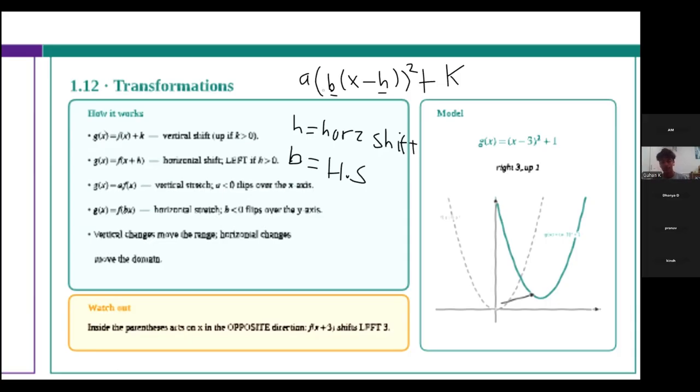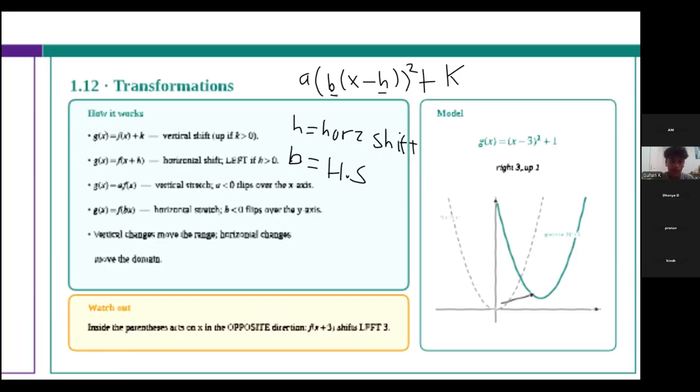In B, normally if B was 2, then it would be stretching the graph and making it wider. But since everything's opposite inside the parentheses, if b was 2, then it would really be multiplying the graph by 1/2. So it's actually getting tighter. So it's horizontally compressing is what's happening.